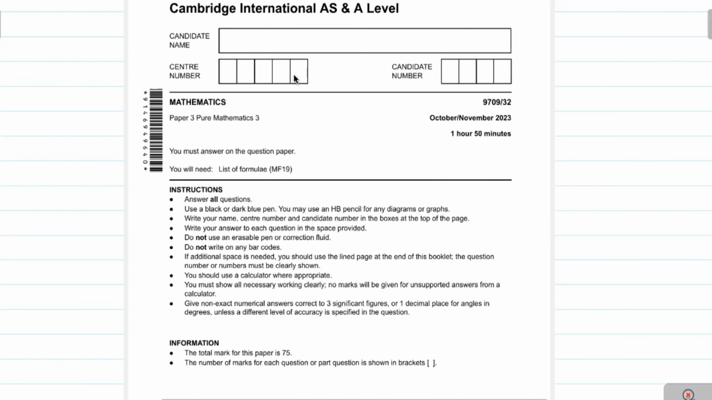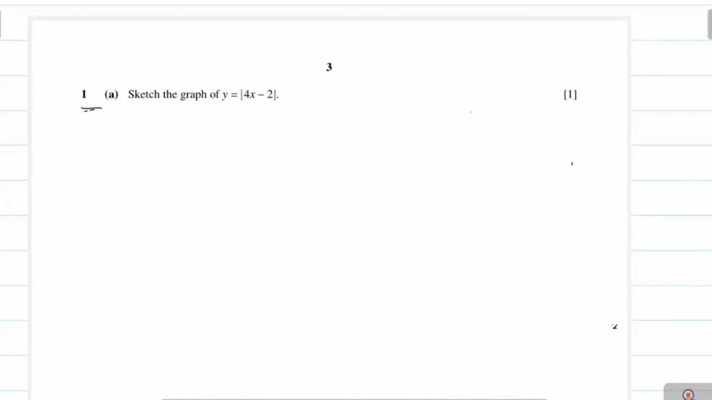2023 paper 3. Now let's start the paper. Question number 1 part A: sketch the graph of y equal to absolute 4x minus 2. If we take the common 4 here, we can write this as 4 into x minus 1 over 2 plus 0.